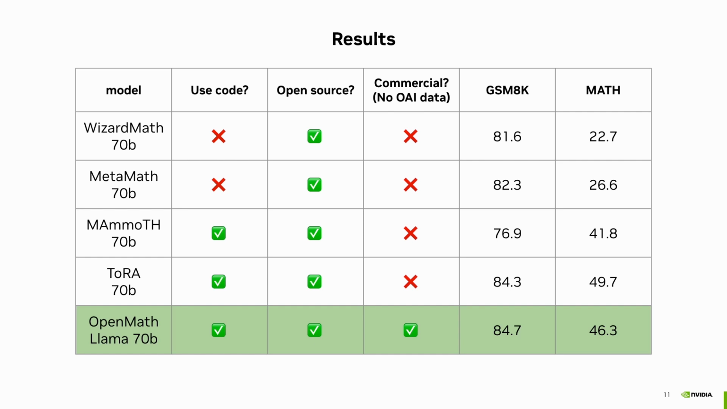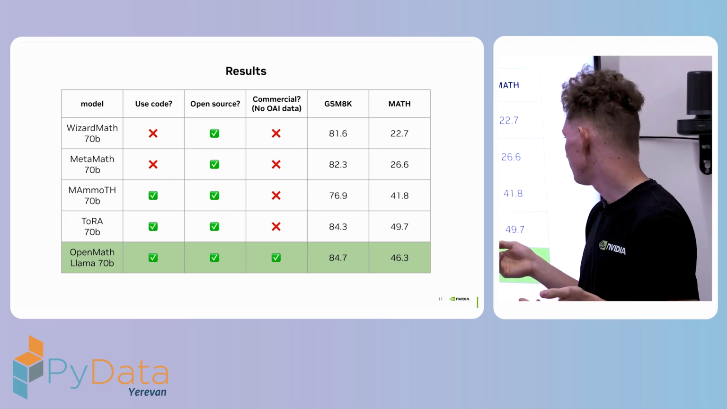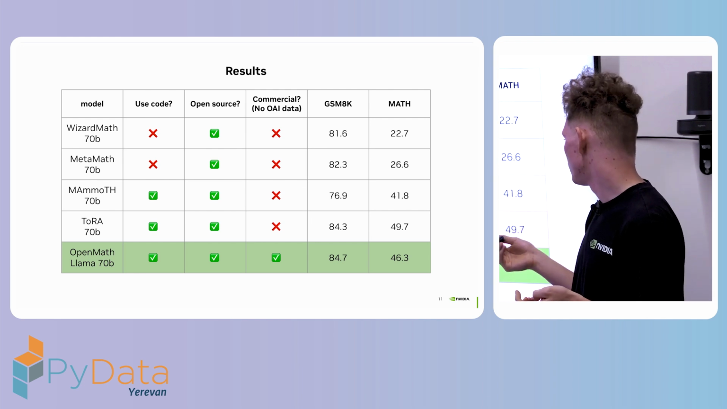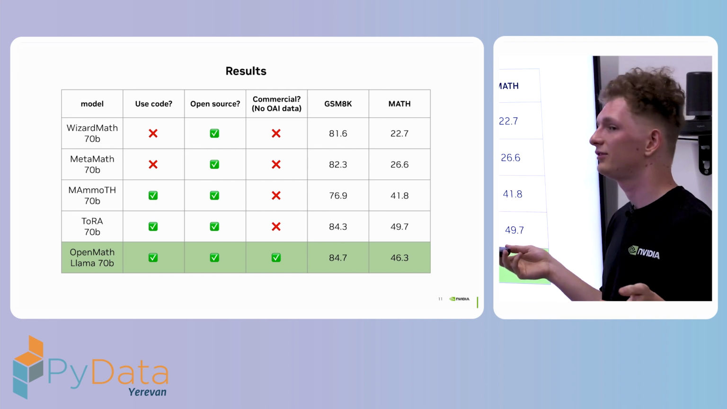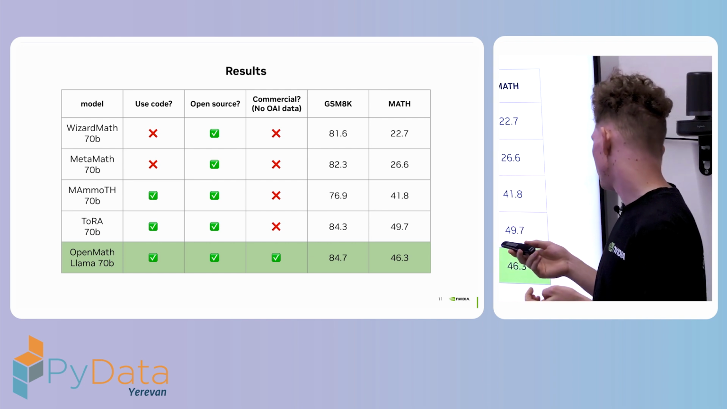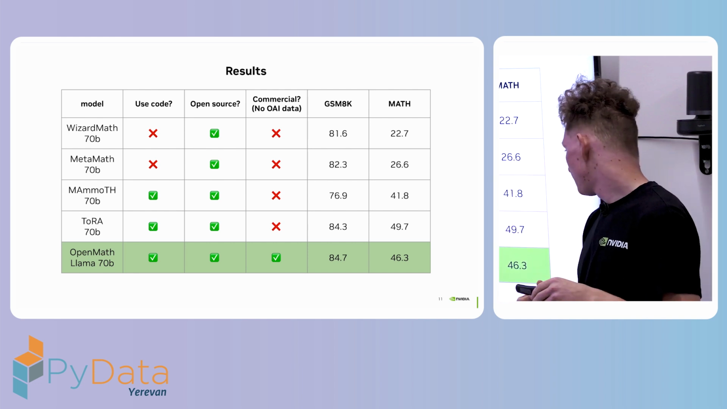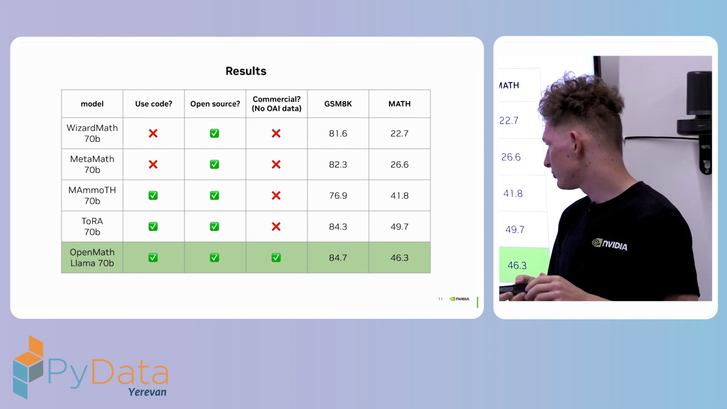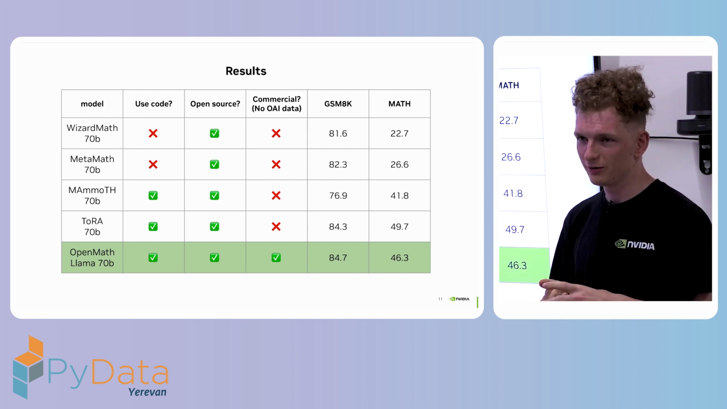And we don't use any OpenAI data for our model training, and still get pretty comparable results. So on GSM8K, we outperform all the models above, or get very comparable results. On MATH, we are a little bit behind the best model, but all of this without using any commercial data and spending money on the API, only on the compute.